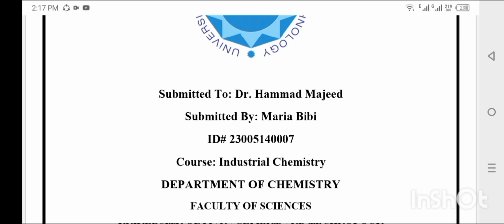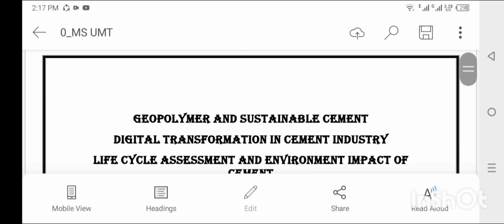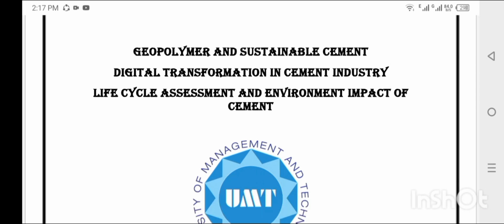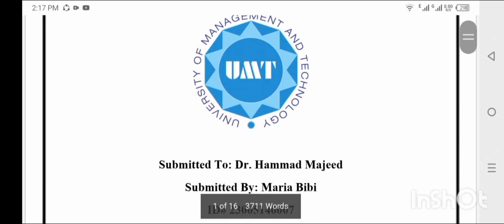Today, the topic of our discussion is the geopolymer and sustainable cement. Secondly, we'll talk about the digital transformation in the cement industry. Thirdly, we have the life cycle assessment over the passage of time and its impacts on our society.